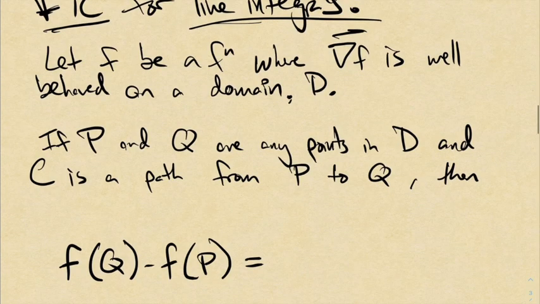The fundamental theorem of calculus for line integrals. In the setup for this theorem, there is not really a vector field. There's a function f. So let's let this f be a function whose gradient is well defined on a domain D. This is just like saying it's differentiable, because its gradient is defined and well behaved if the derivatives are well behaved.